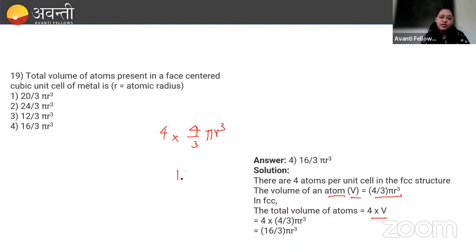What will be the answer? 16 by 3 pi r cube. So 16 by 3 pi r cube, this much. The volume of one atom is 4/3 pi r cube. How many atoms are present in FCC? 4. A similar problem can be formed with the BCC. A similar problem can be formed with the simple cubic unit cell, right?